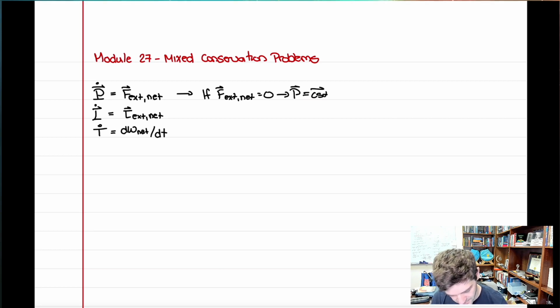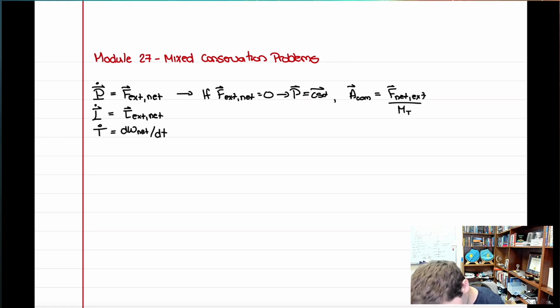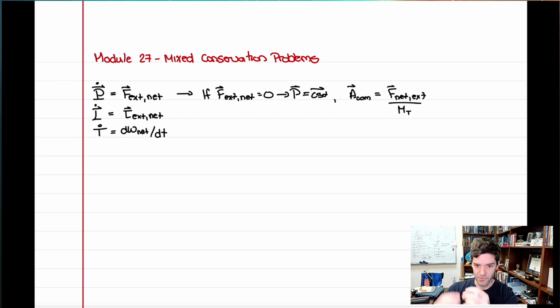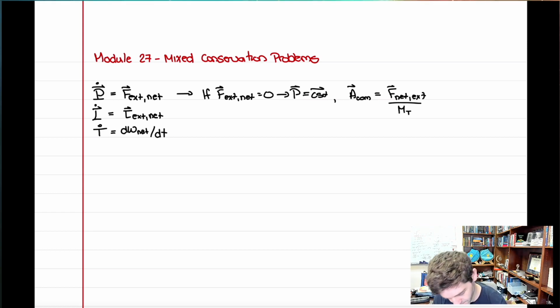Remember, this also led to a variety of other things. We were able to say that the center of mass acceleration of the system was related to the net external force over the total mass of the system. So if the center of mass is going to accelerate at all, this is what we called Newton's 2.5 law, because it combined Newton's second and third law for point particles, where the center of mass of a system accelerates from net external forces, even when there's relative motion going on internal to the system.